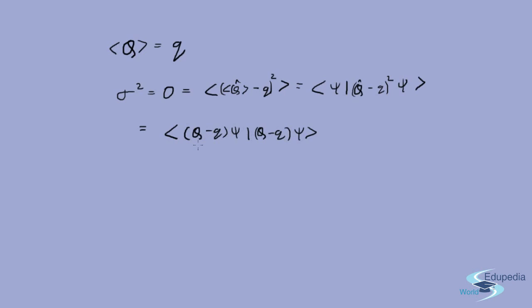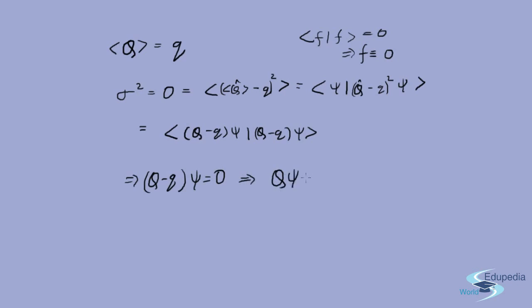But these are the same thing. So if f of f, we've already seen this property before, if the inner product of f with f is 0, that means f is identically 0 everywhere, which means Q psi minus q psi is equal to 0, which means Q psi is equal to q psi. And you should already see what this equation is. It is, we've seen before, an eigenvalue equation.